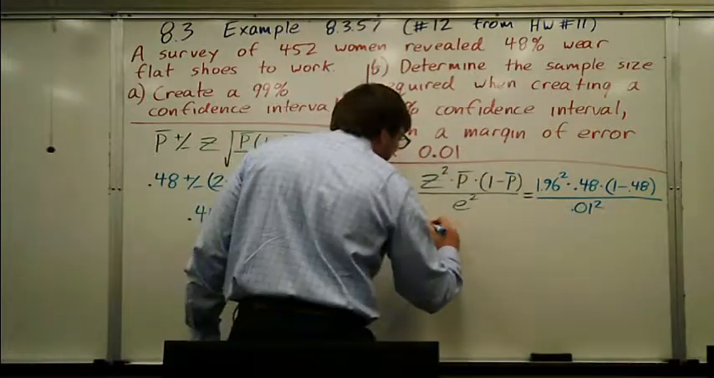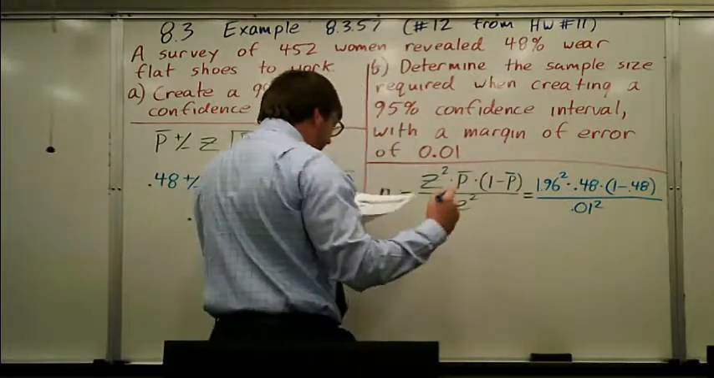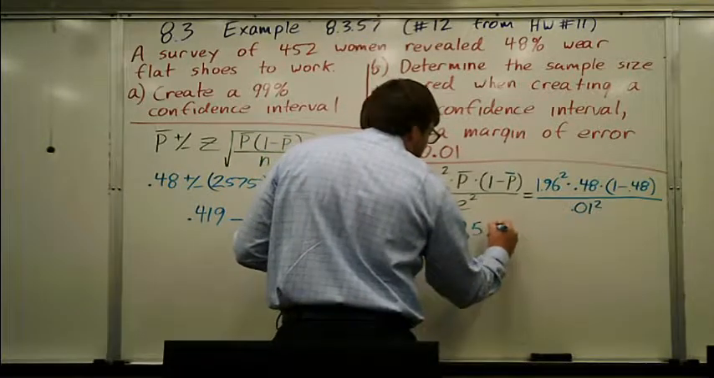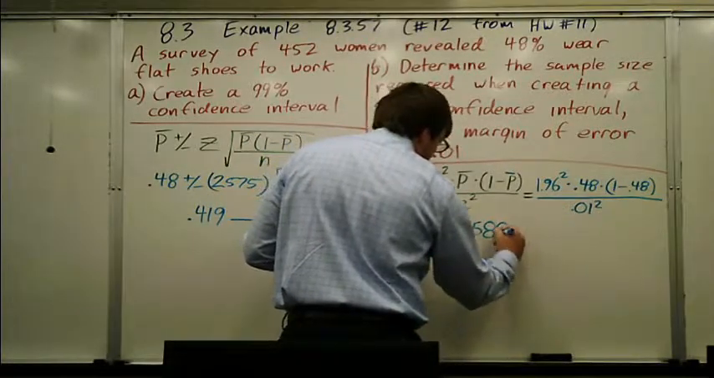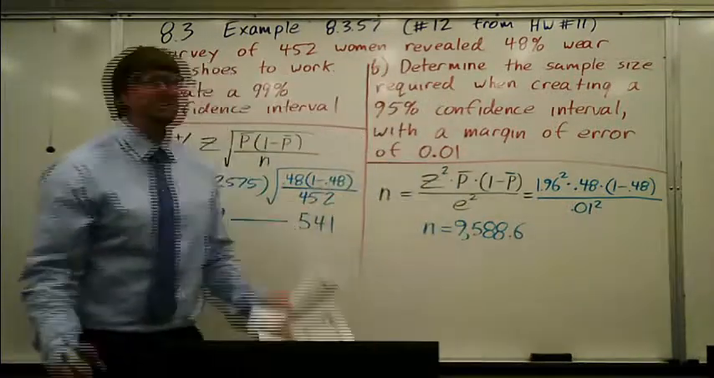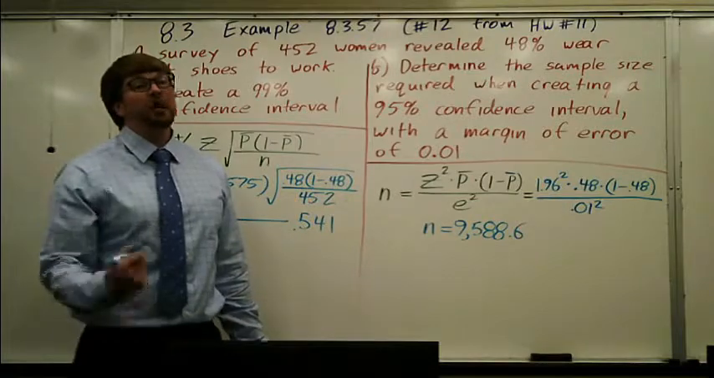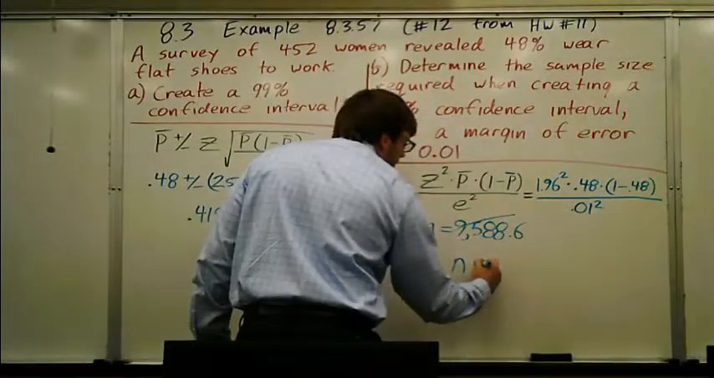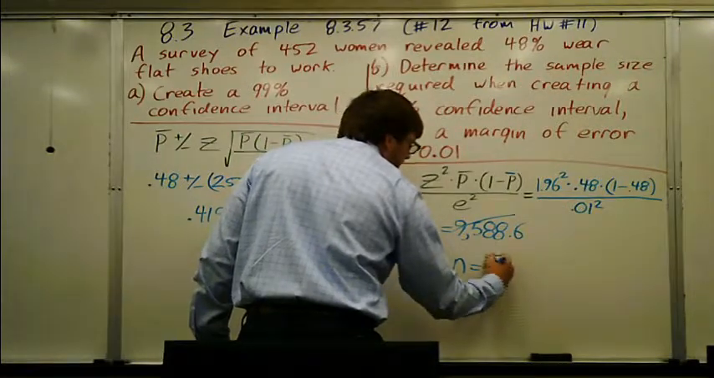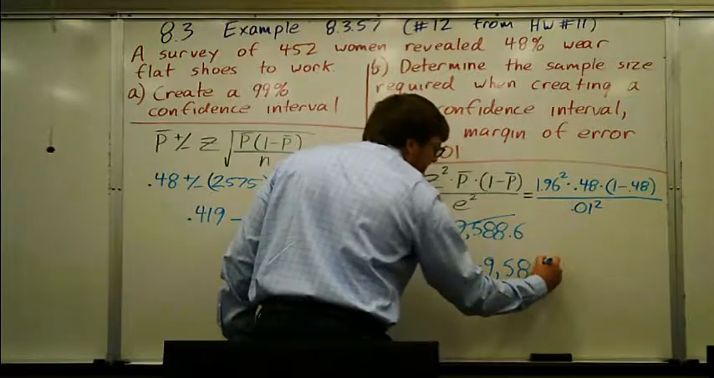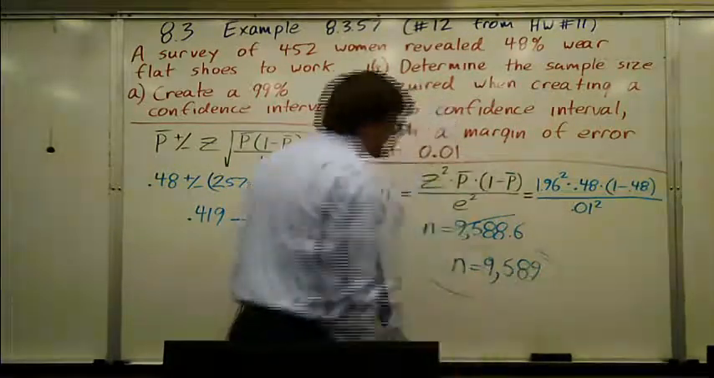You do all that and you calculate out n, and you should get 9,588.6. Once again, though, with sample size, you always want to round up to the nearest whole number. So your actual n is just that rounded up to the next whole number, or 9,589. And there we got it.